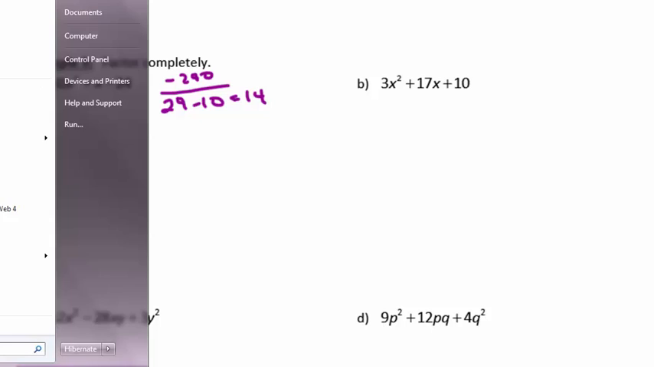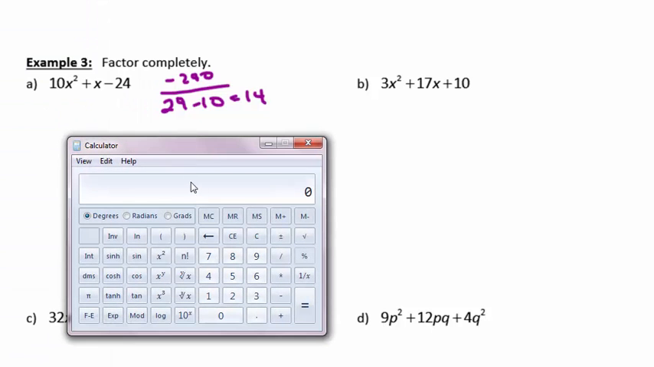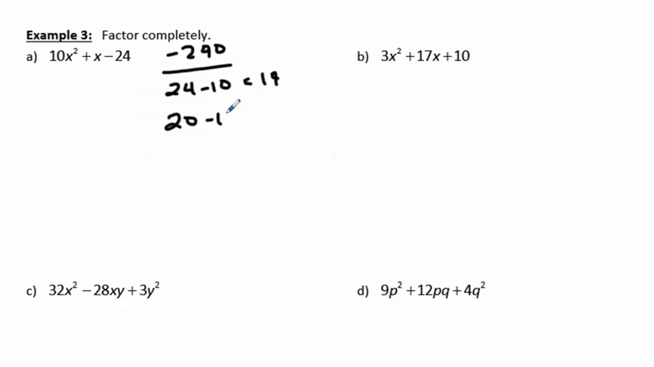You might need to grab a calculator to help you. If you divide 240 by 12, you get 20. So 20 minus 12 is 8. Again, that one doesn't work. 240 divided by 16 is 15. So 16 minus 15 is 1. That pair is going to work.